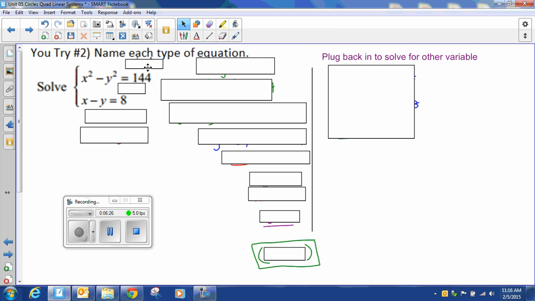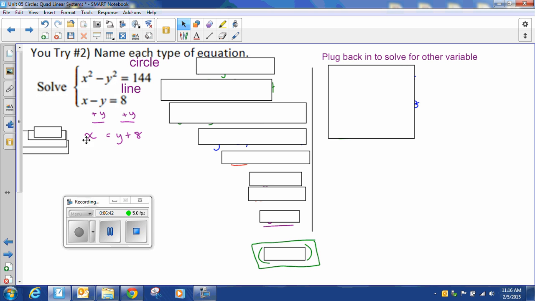Let's take a look at this example. Here we have a circle and a line. So I'm going to solve for the x. I'm going to choose to use the second equation because it's easier. The linear is always easier. So we're going to isolate the x, and we're going to take y plus 8, and we're going to substitute that in for the x.